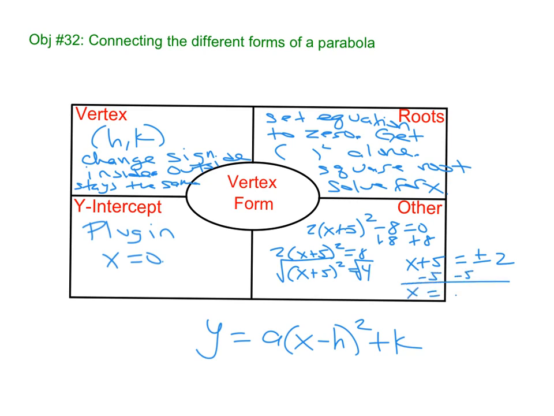X equals negative 5 plus or minus 2, and then you can figure out negative 5 plus 2 is negative 3. Negative 5 minus 2 is negative 7. Right. So don't forget the plus or minus.